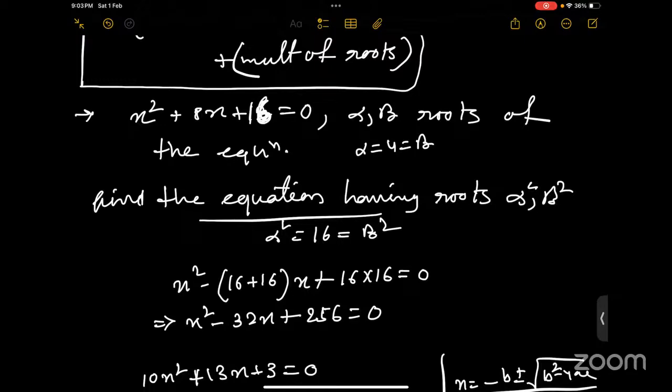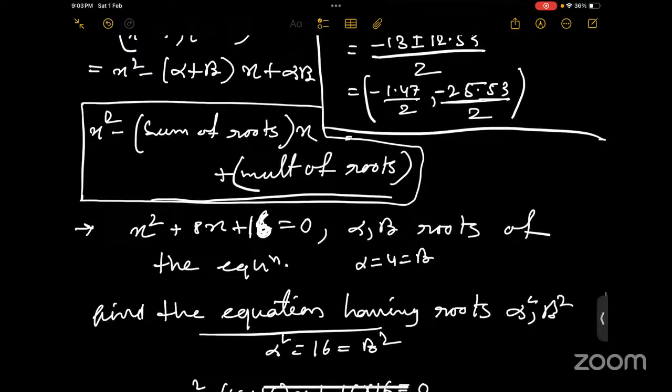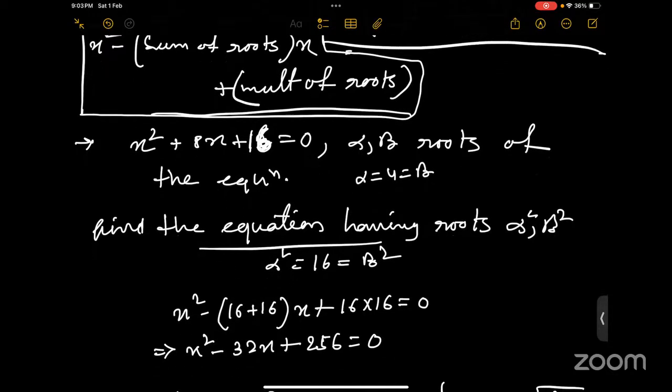Then we have to find the equation for which the roots are alpha square and beta square, right? Once we have the values of alpha and beta, we can make their squares. So we have the values of alpha square and beta square. Now the roots of the equation are 16 comma 16. Now we can use the boxed formula to calculate the equation. Once we have the roots, we can directly put them in the formula and calculate the equation. Is it fine? Yes, ma'am.